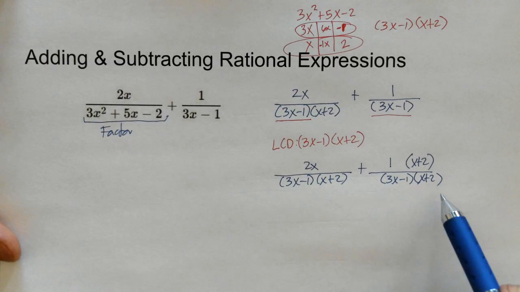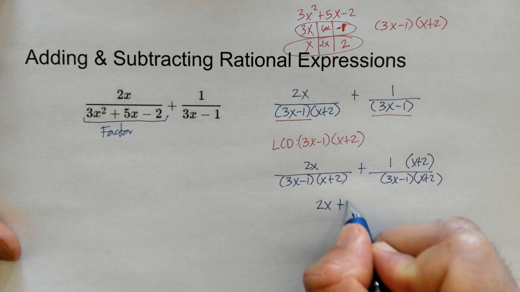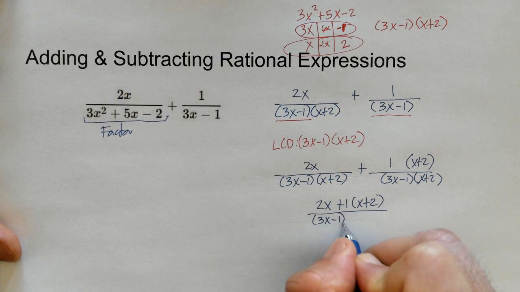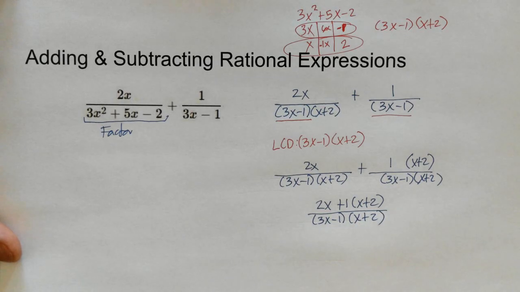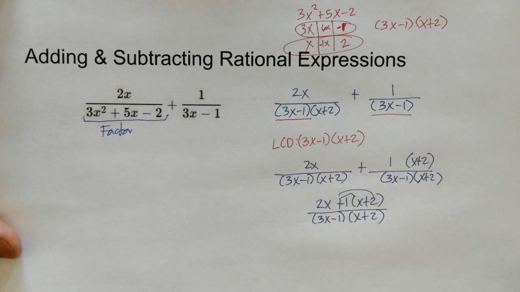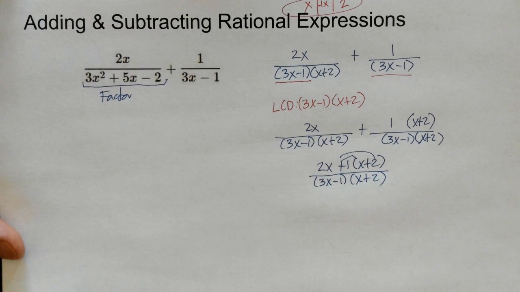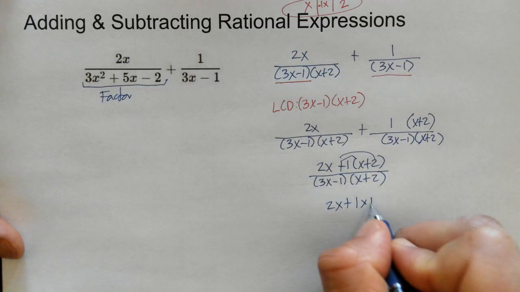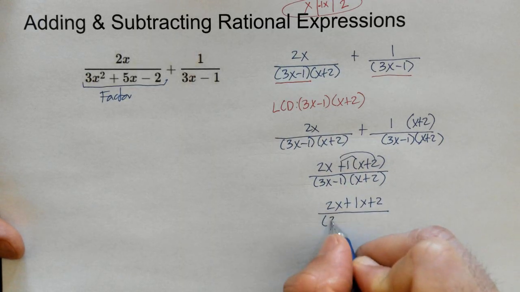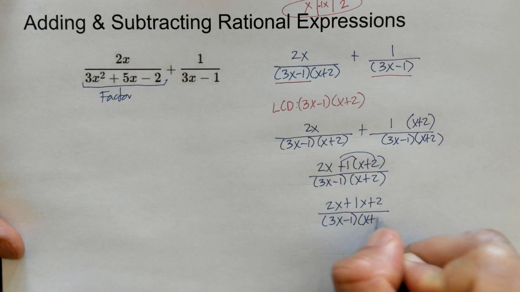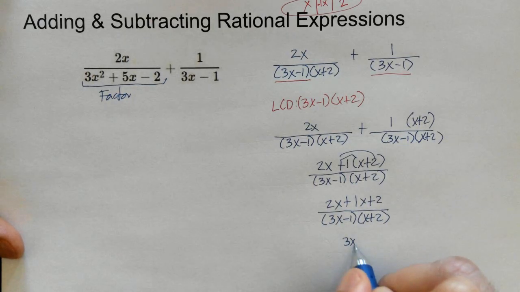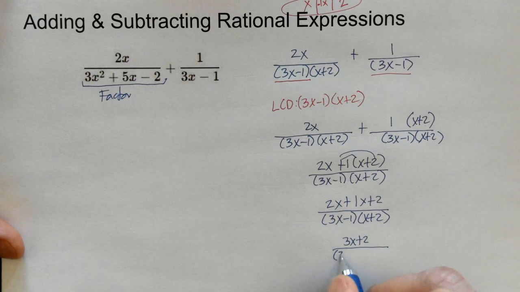Now that I have a common denominator, I can combine the numerators. I can distribute, simplify, combine like terms, all that stuff, right? So we got 2x plus 1 times x plus 2, all divided by 3x minus 1 times x plus 2. I can still combine like terms. I get 3x plus 2 all divided by 3x minus 1 and x plus 2.